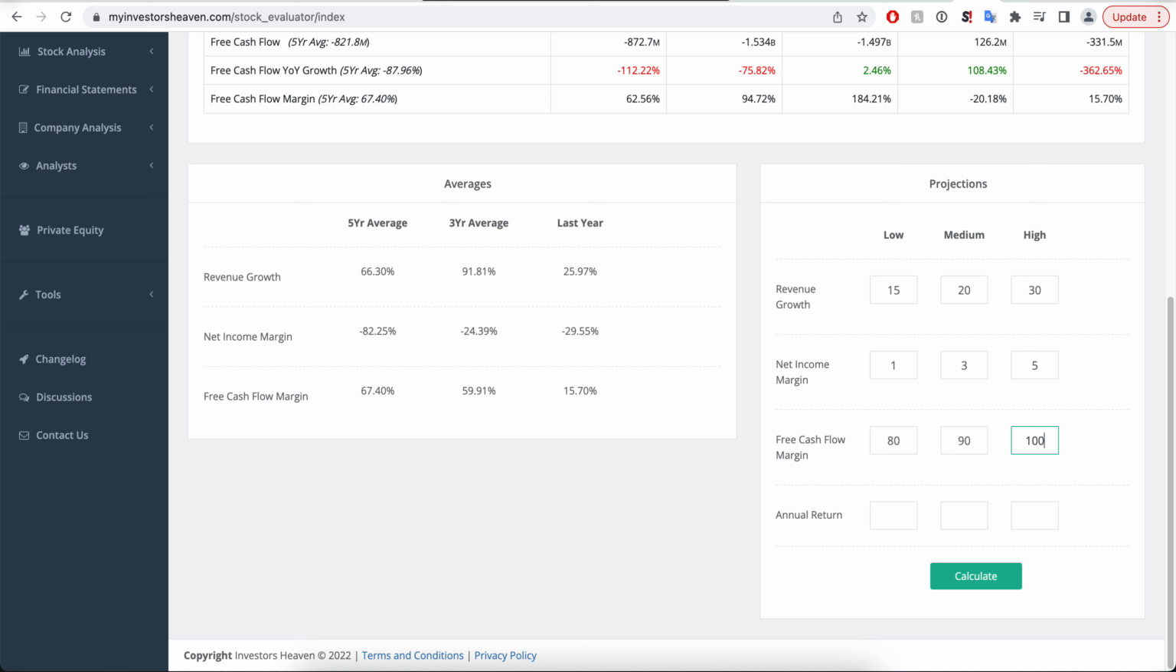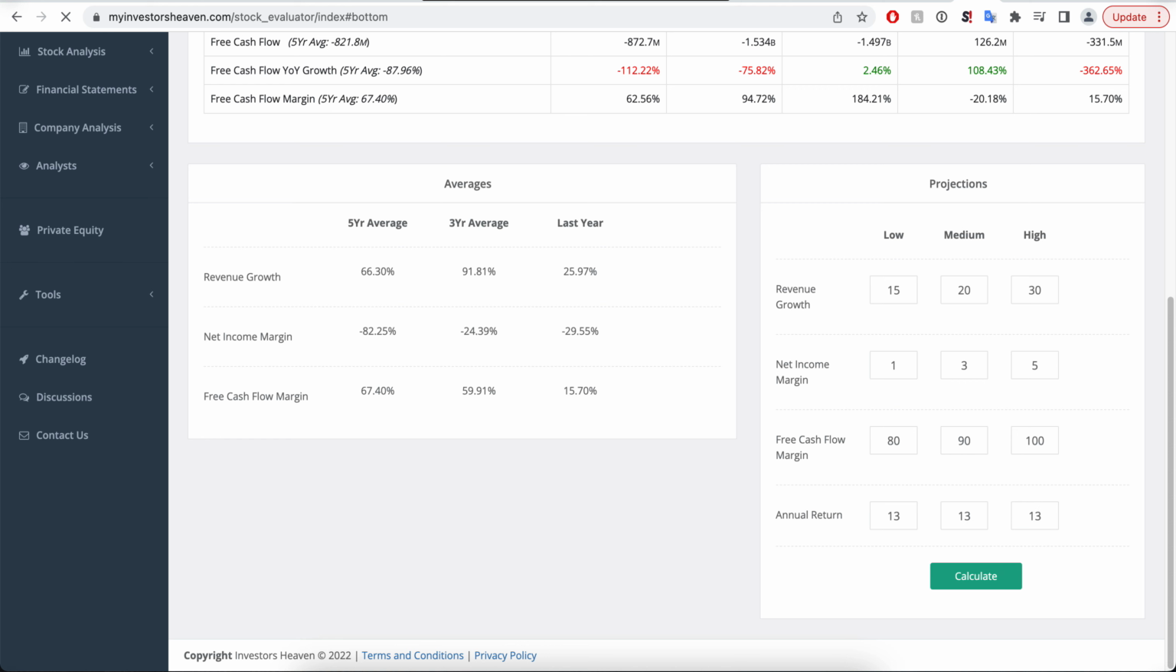So for instance, 100 here in the free cash flow margin would basically mean 5% if you correlate it to the revenue. So 5% of free cash flow margin correlated to the revenue. We're just using 80, 90, and 100 because we want to derive this from actual profitability. This is why we're using these numbers. So annual return, 13% is what I want to be making every year, which is the typical one that I ask for.